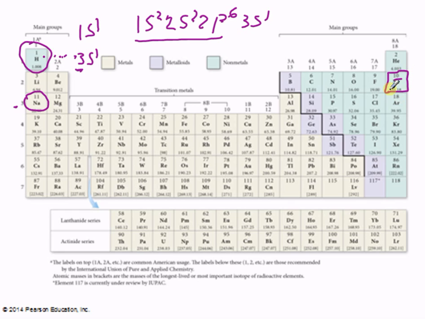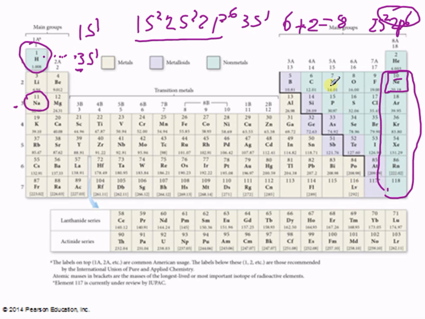So you see that neon has the 2s2 orbital and the 2p with 6 electrons, making a total of 6 plus 2, that would be 8. And if we look at all of these elements over here, they will all have the same situation, where the s has 2 and the p has 6 electrons.